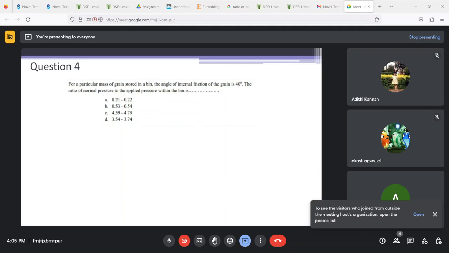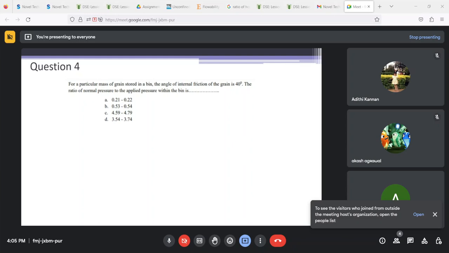For a particular mass of grain stored in a bin, the angle of internal friction of the grain is 40 degrees. The ratio of the normal pressure to the applied pressure within the bin is dash. So again, when we are dealing with internal friction, we basically mean within the grains, there will be some sort of friction because of the sliding capability of grains. When you load the grains, they can slide, they are continuously in contact with each other. So there's kind of a shearing effect or a friction. So because of this friction, your pressure will also be influenced.